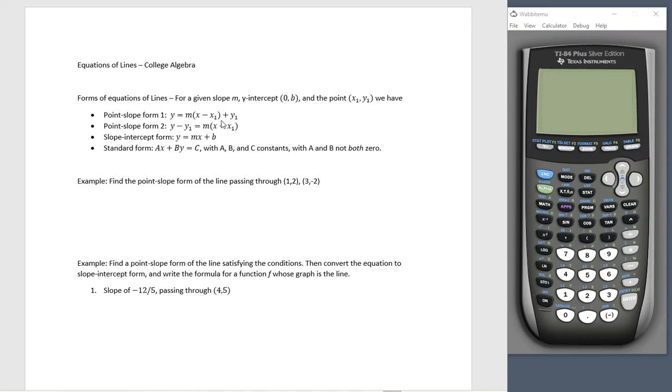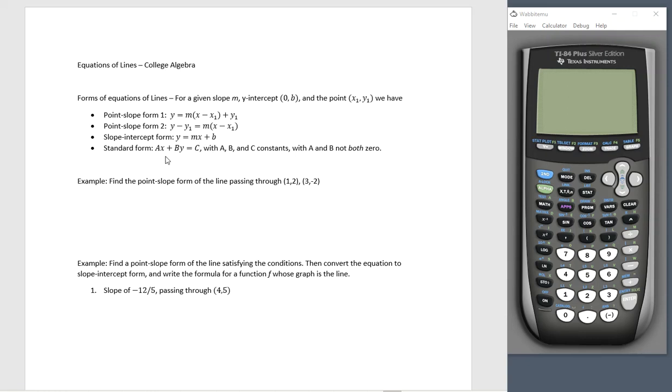The point slope form of the equation of a line is what you'll use most frequently in calculus. So I use that heavily here in college algebra, whereas in intermediate algebra I would emphasize more of the slope-intercept form of y equals mx plus b.